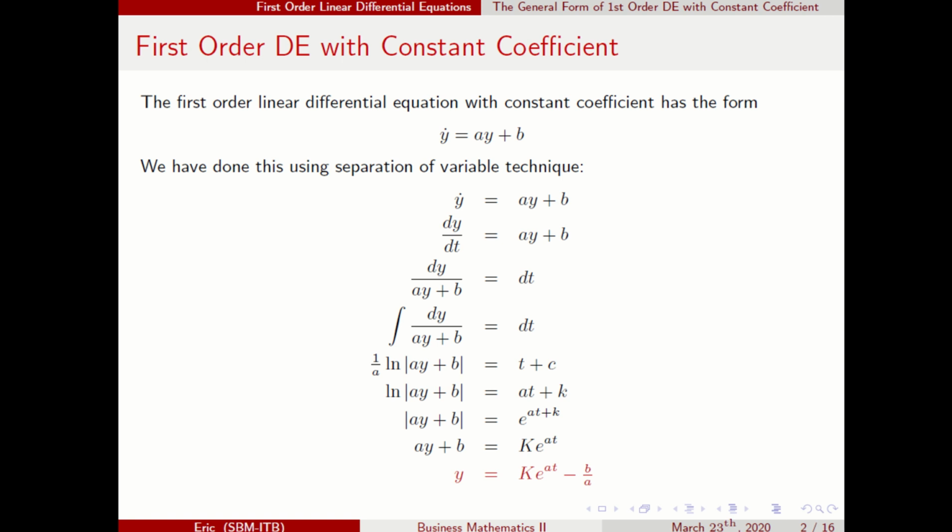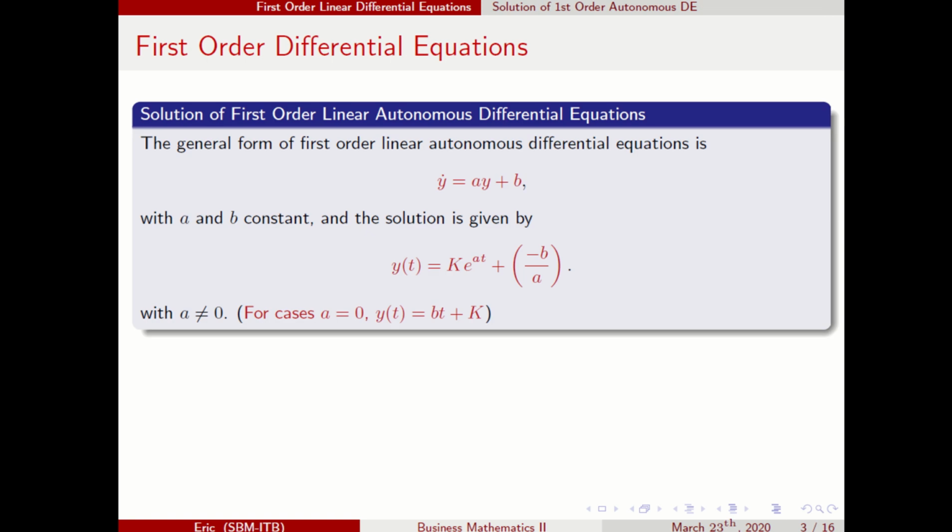So if I have y dot equals ay plus b, the solution is given by k e to the at minus b over a when a is not 0. But when a is 0, y dot equals b. This is the same as dy/dt equals b, and the solution is given by y(t) equals bt plus k.